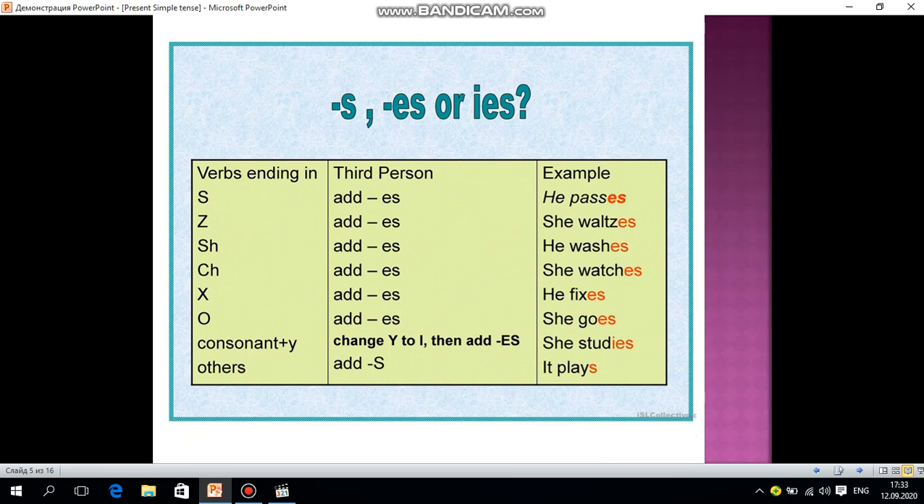We add es to the verbs ending in s, z, sh, ch, x, o. An example, he passes, she waters, he washes, he fixes. If there is a consonant before y, we add es and change y to i. She studies. But if there is a vowel before y, we add just s.